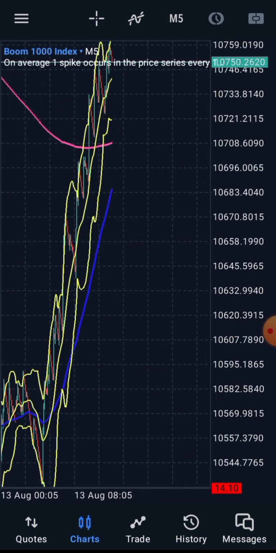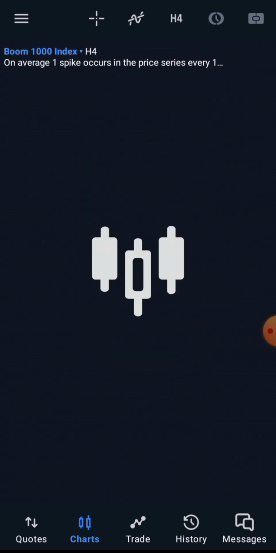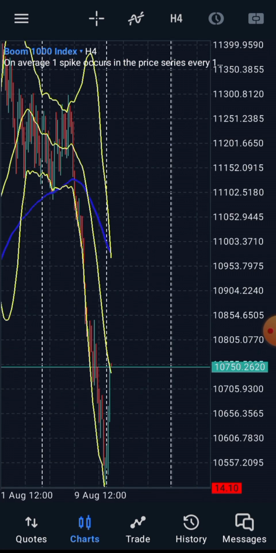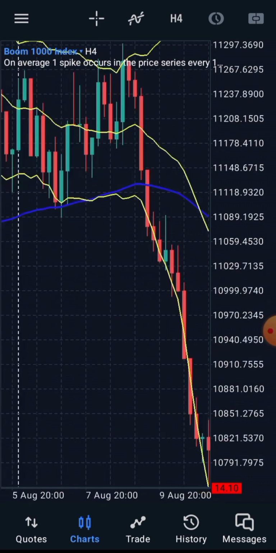Let's go to Boom 1000. Let's see if Boom is on a downtrend on the 4 hours. If I see Boom on a downtrend on the 4 hours, then I think my strategy is going to work. Okay, my people, you can see what is happening. This is wonderful. I think we're going to catch a lot of things here.